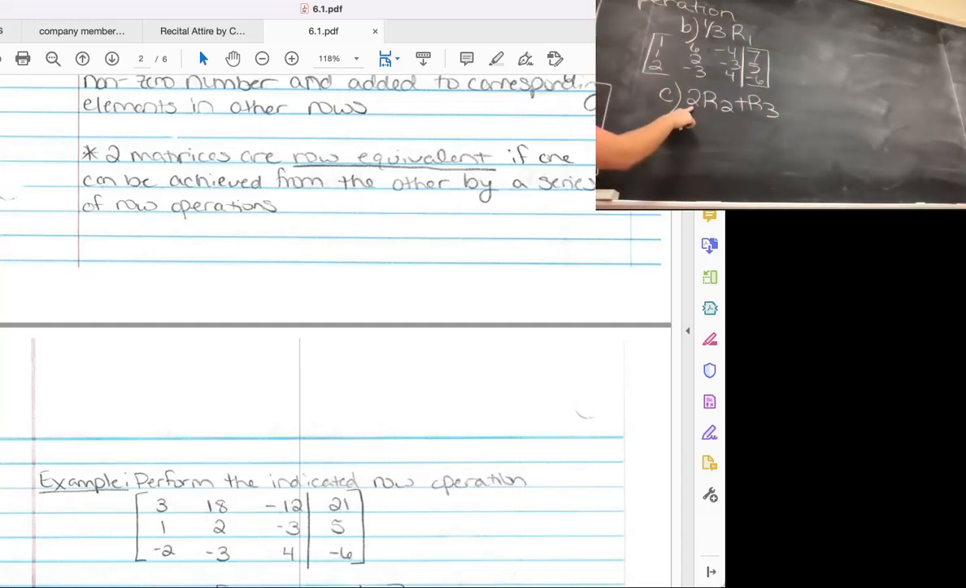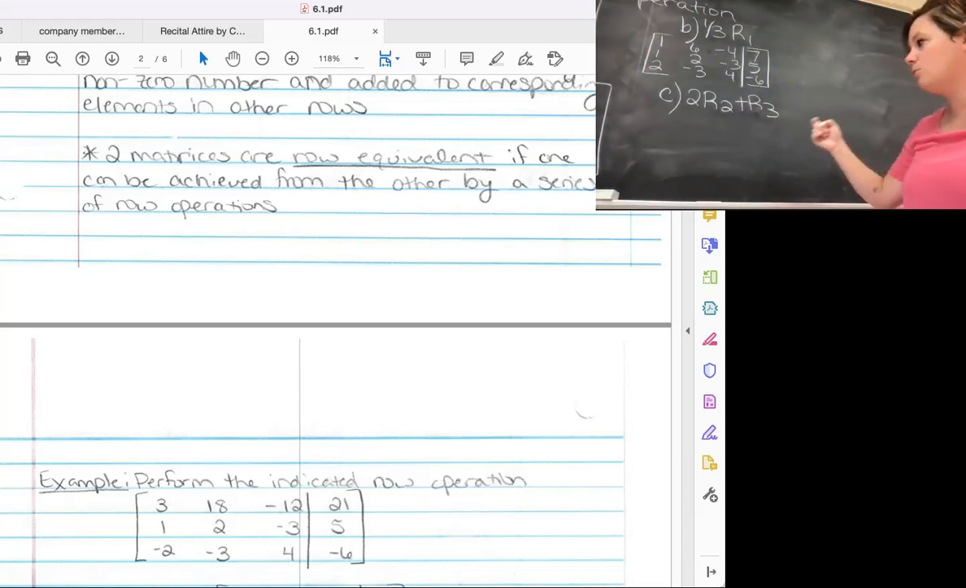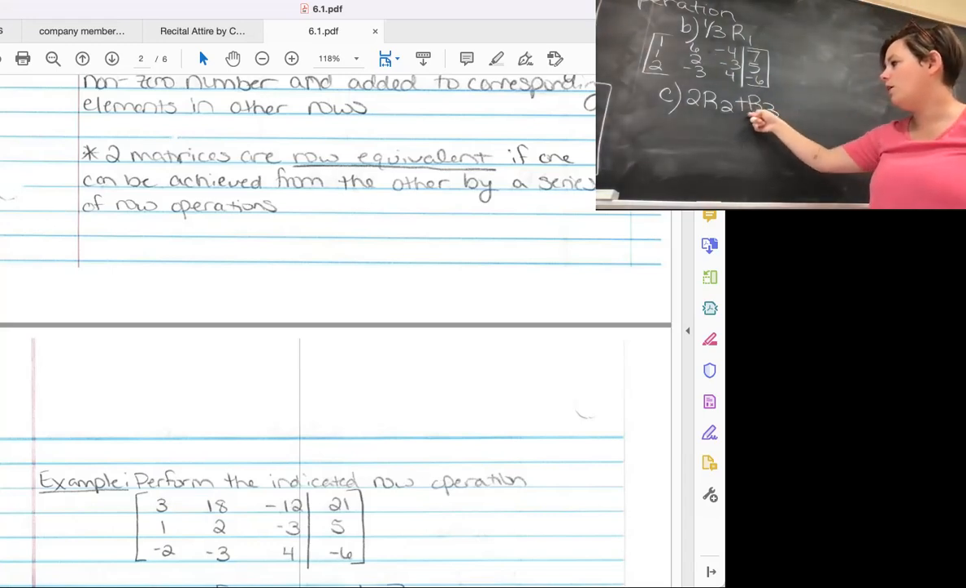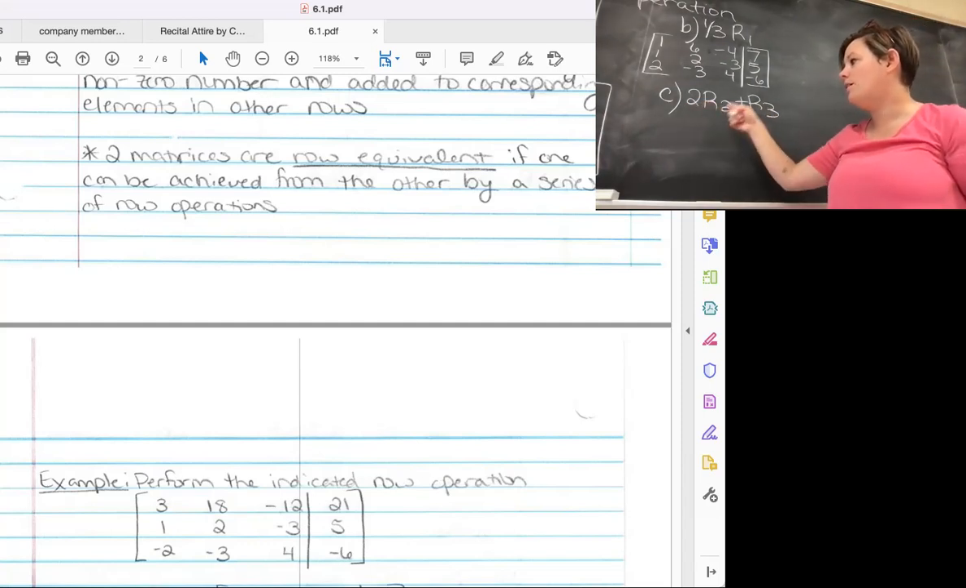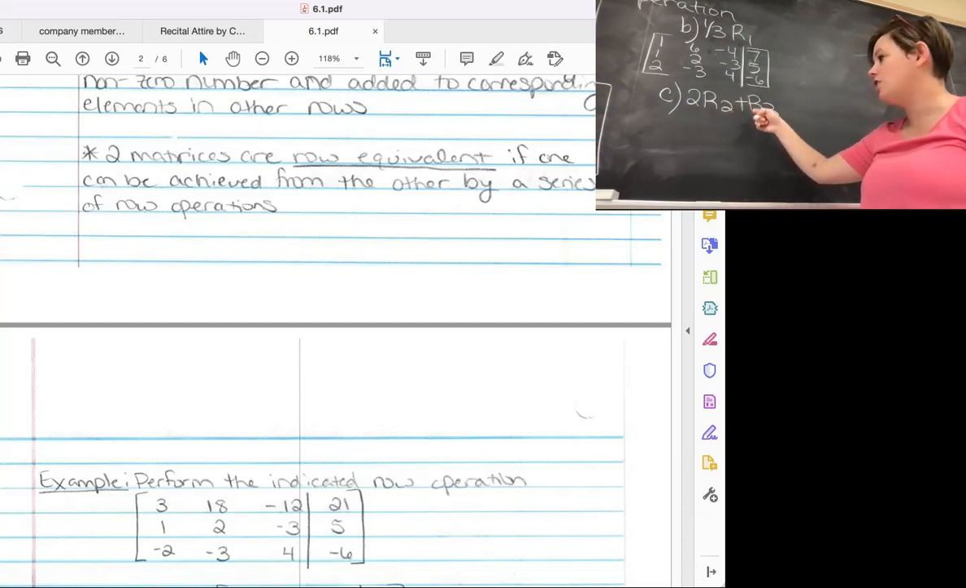So this says 2 times row 2 plus row 3. So the question is, am I replacing row 2 or am I replacing row 3? You are always replacing row 3, or not always, but in this case, you're always replacing row 3. You're replacing the row that's indicated second or that you're not multiplying by a constant. So the one that you're multiplying by a constant, you're not changing. You change the one that's stuck on here, okay?